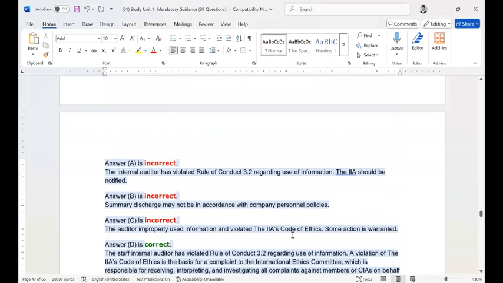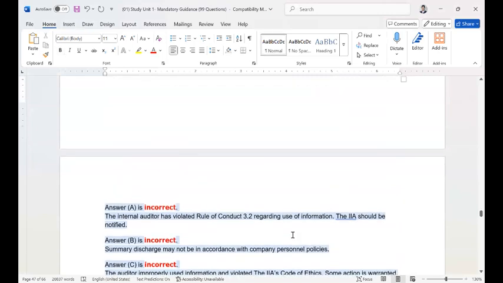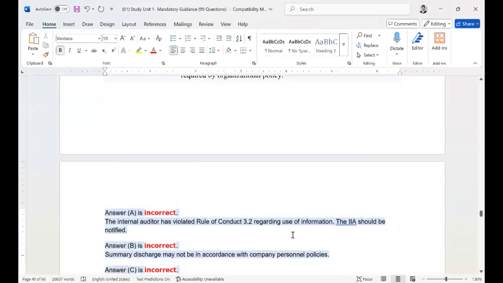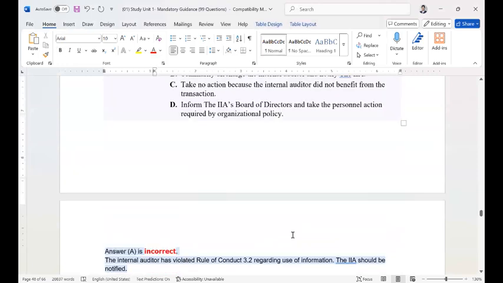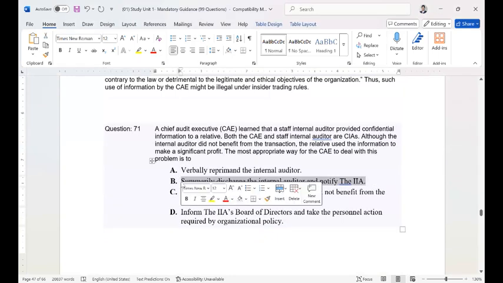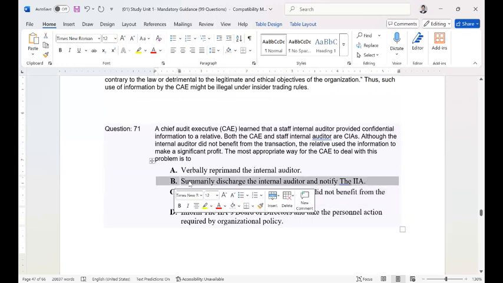Oh, wow. Look at this. The internal auditor has violated, the IIA should be notified. 71. Hold on. Summarily discharge means before the head of audit discharges, there has to be a disciplinary process, a small inquiry has to be held. That's why B is wrong.